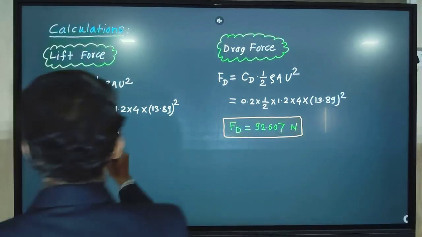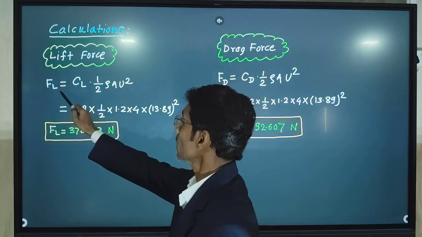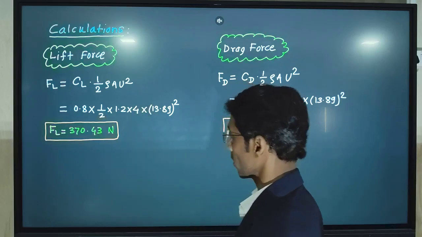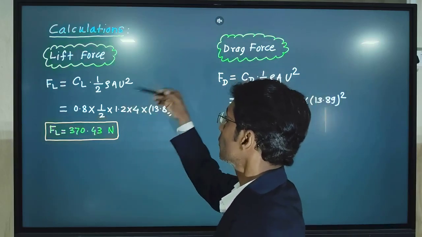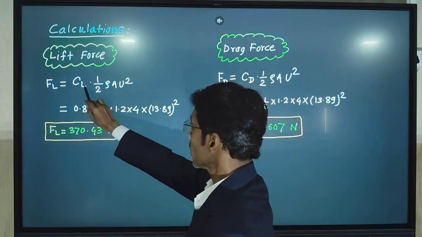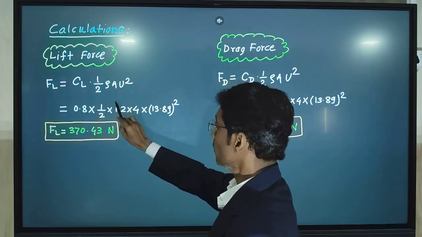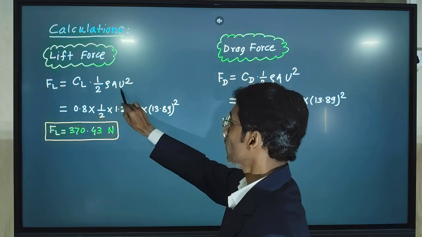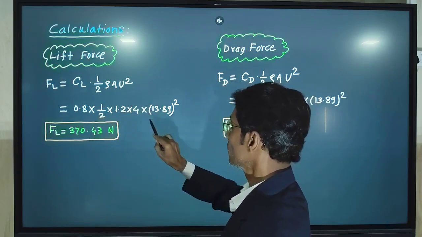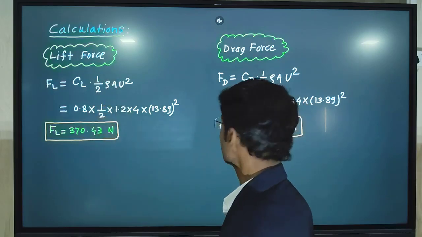First of all, we see the calculation for lift force. To calculate it, we use the formula FL is equal to CL into half rho A capital U square. Here all the values which are mentioned in the statement are put: value of coefficient of lift, half, value of density, value of area and speed in meter per second. After the calculation we get the lift force in Newton.